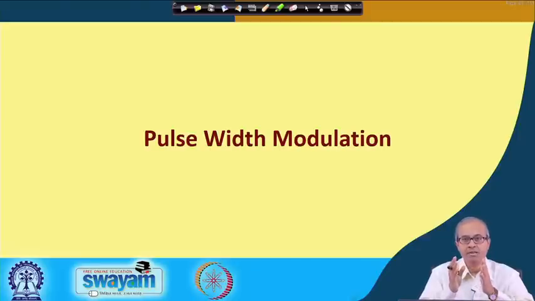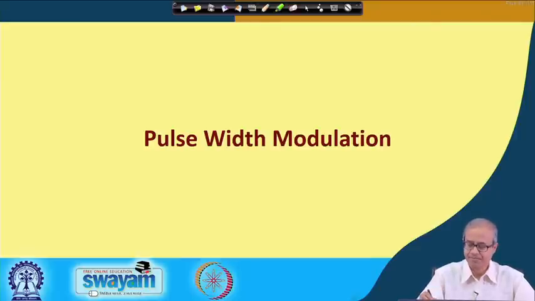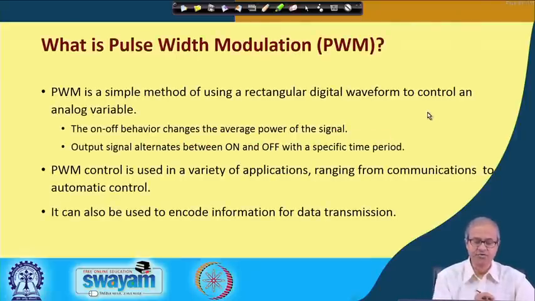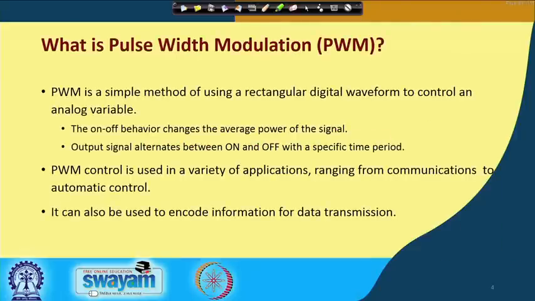Now, pulse width modulation is a technique where you can encode the value of some kind of digital value into an equivalent analog kind of a value, but not directly. There is an indirect way of encoding it. We shall be understanding it as this lecture proceeds. First, let us see exactly what is pulse width modulation.